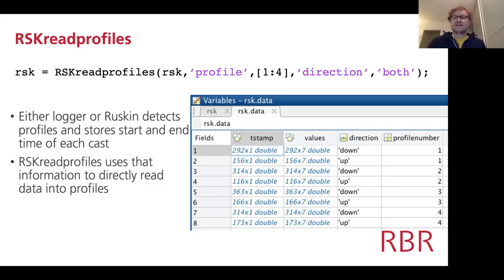You can see that in the table. There's a profile number, 1, 2, 3, 4, but those profile numbers are doubled up, and that shows you that the first element is a downcast, the second element is an upcast, then downcast, upcast, and it alternates back and forth.